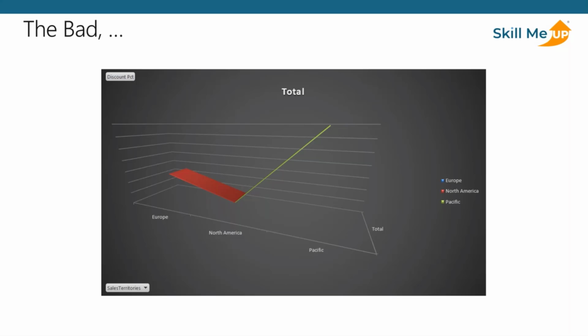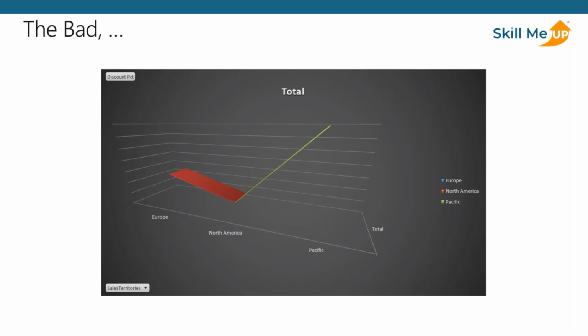And in the legend, we see Europe should be blue, North America red and Pacific green. And we don't see anything blue in the visualization because this ribbon starts at Europe and leads to North America, and then the color for North America is used, and there's nothing blue there for Europe.